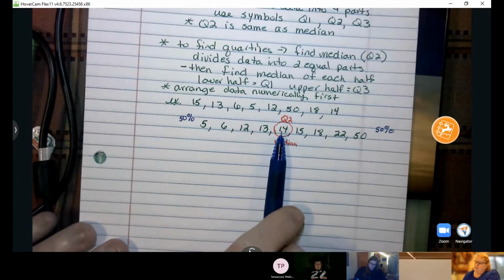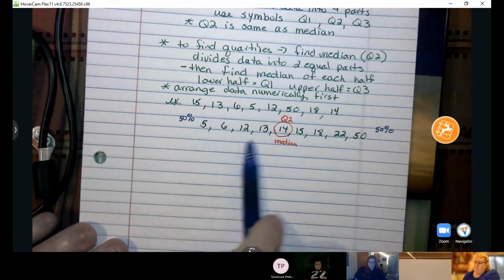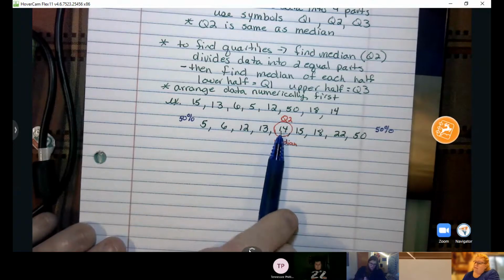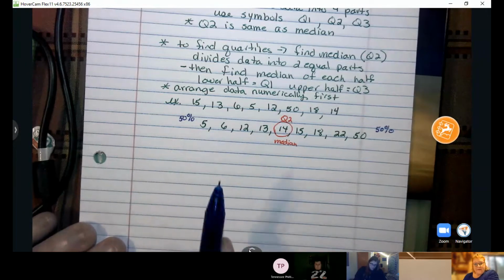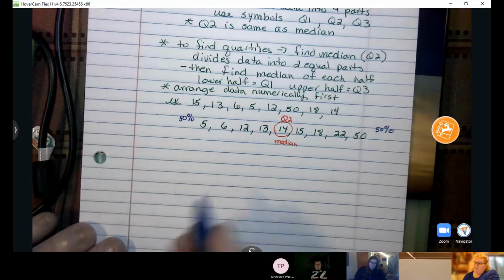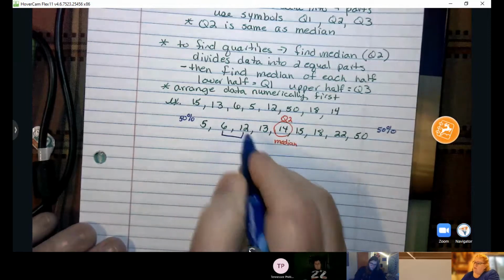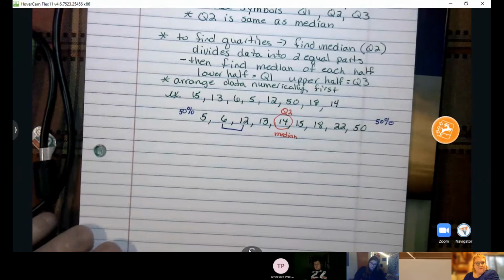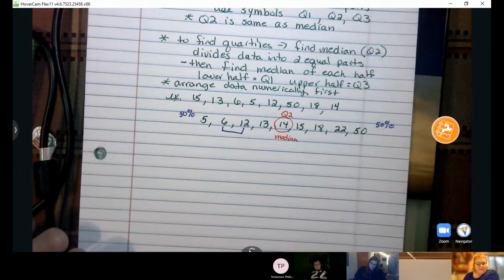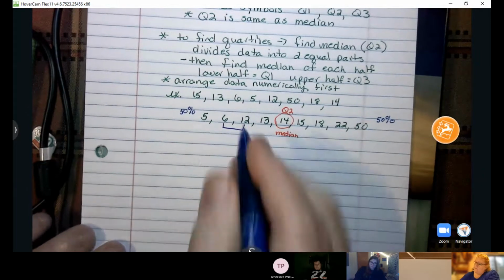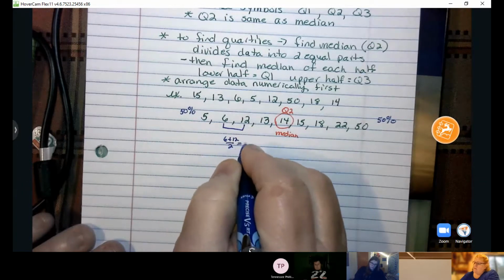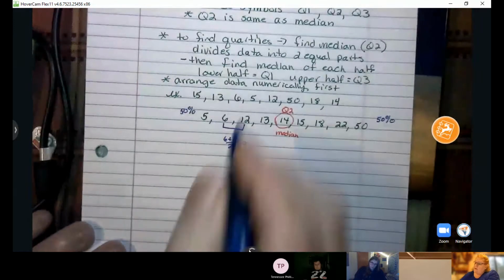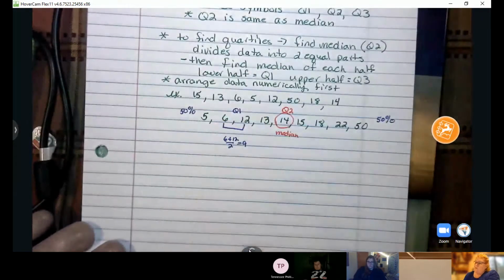Now, from the median on the lower half, we want to find quartile 1. So that's not including the median. These data items leave us with 4. Well, that's an even number. So that means we have to do the sum of the 2 in the middle, 6 plus 12, divided by 2. It gives us 9. And that represents quartile 1.